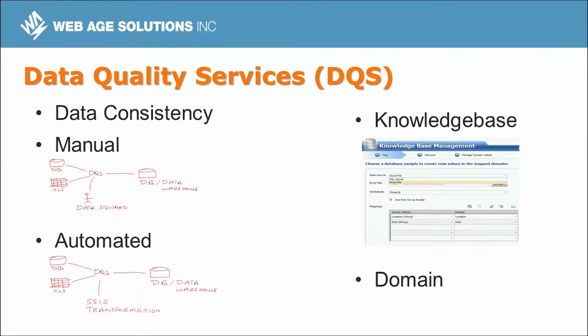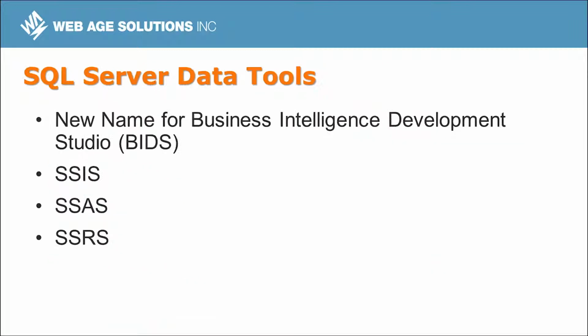Data quality services can be used for ensuring data consistency by fixing things like typos. It can be used manually by a data steward, or it can also be automated by using integration services. It requires creation of a knowledge base, which acts as a database, and domains, which act as fields or columns. We populate the knowledge base with typos and their possible fixes.